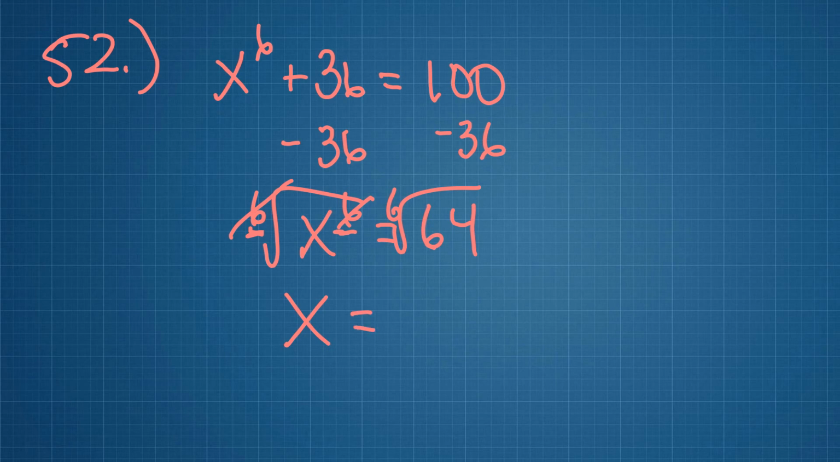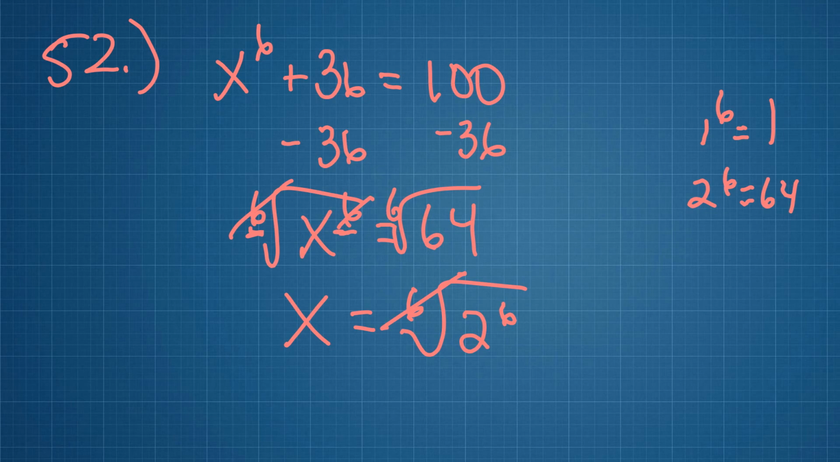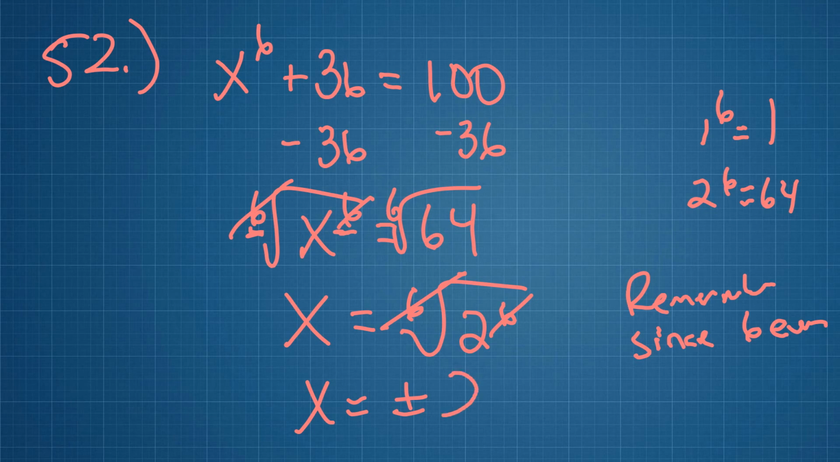And I have to write 64 as something to the 6th power. So I have to say the 6th root of 2 to the 6th, because if I write out my 6 powers, 1 to the 6 is 1, 2 to the 6 is 64. So I write that out, they cancel. But remember, since 6 is even, I have to have x equals plus or minus 2. Right, and that's your final answer.